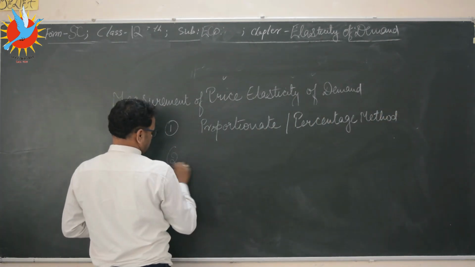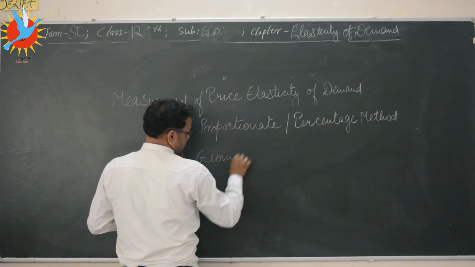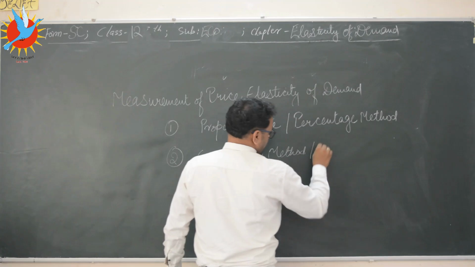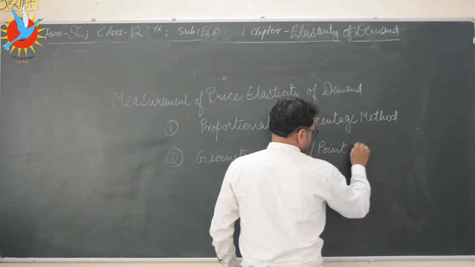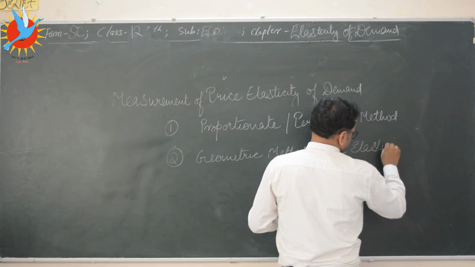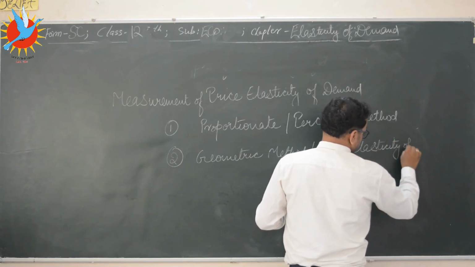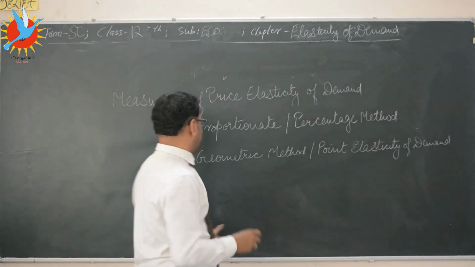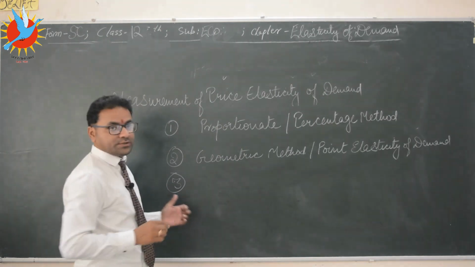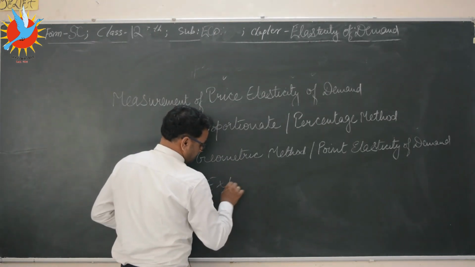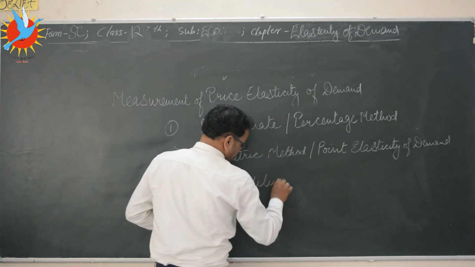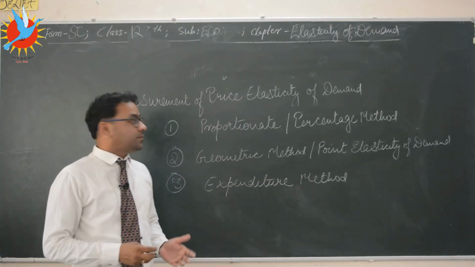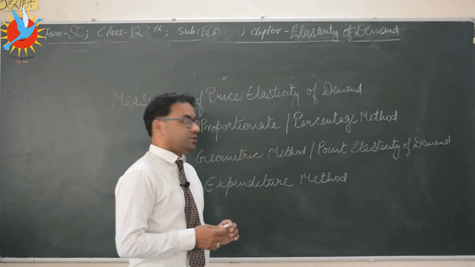Second one is geometric method, also called point elasticity of demand. It is also known as arc elasticity of demand. And third one is an exceptional case, it is called expenditure method. So we will be studying these three one by one. First we will be studying about proportionate or percentage method.